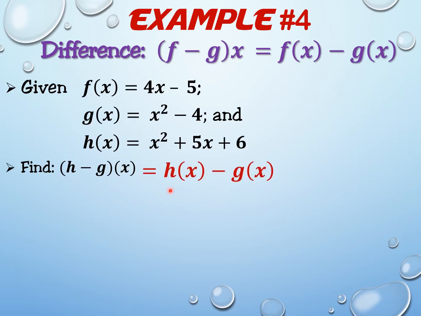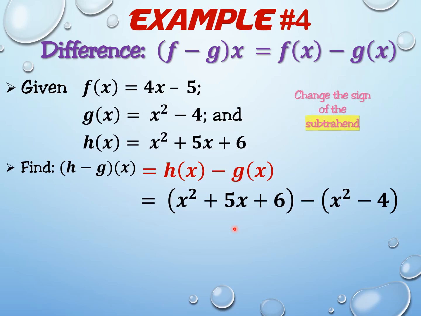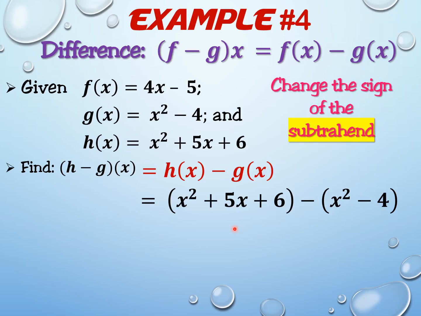So the value for h of x is x squared plus 5x plus 6 minus the quantity g of x, which is x squared minus 4. Now, since this is the subtrahend, we have learned in subtraction of polynomials that we have to change the sign of the subtrahend. So that is also applicable for subtraction of functions. So we change the sign of all the terms in the subtrahend. So here, we have positive x squared, and this is negative 4. So this is your subtrahend, the number being subtracted. So we will change the sign of this one.